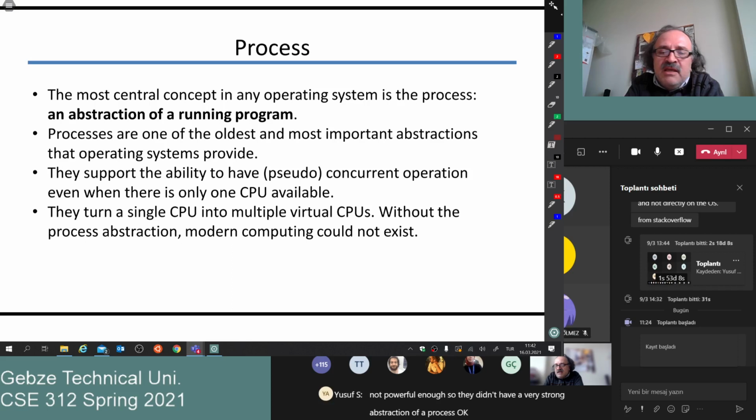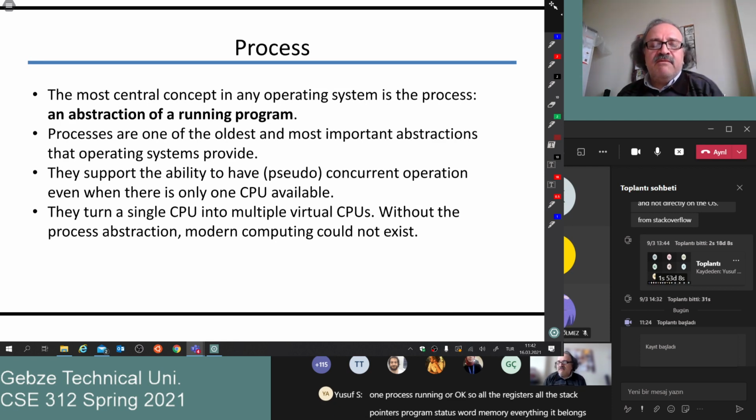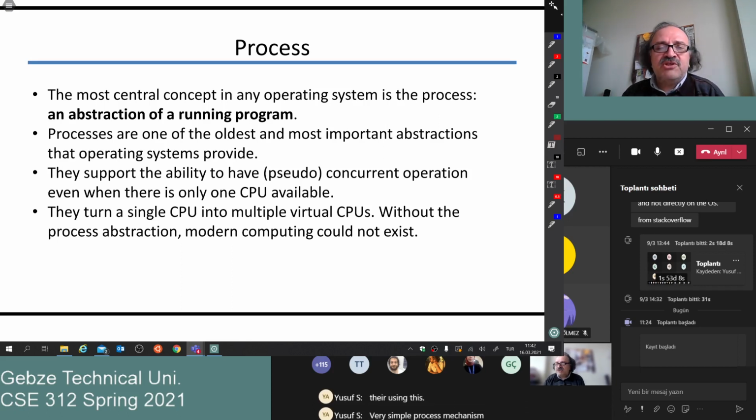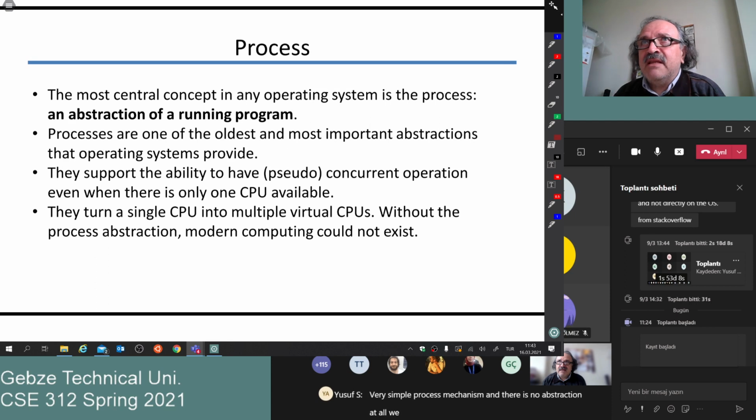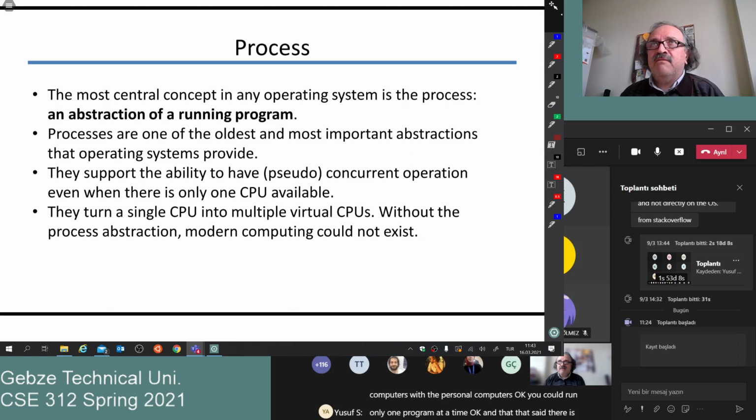So they didn't have a very strong abstraction of a process. They said, okay, there is only one process running. So all the registers, stack pointers, program status word, memory, everything belongs to that program, whatever it wants. The operating systems are not really there. They are using this very simple process mechanism, and there is no abstraction at all. We did the same thing in the 1980s with personal computers. You could run only one program at a time, and that's it. There is only one operating system and one program.